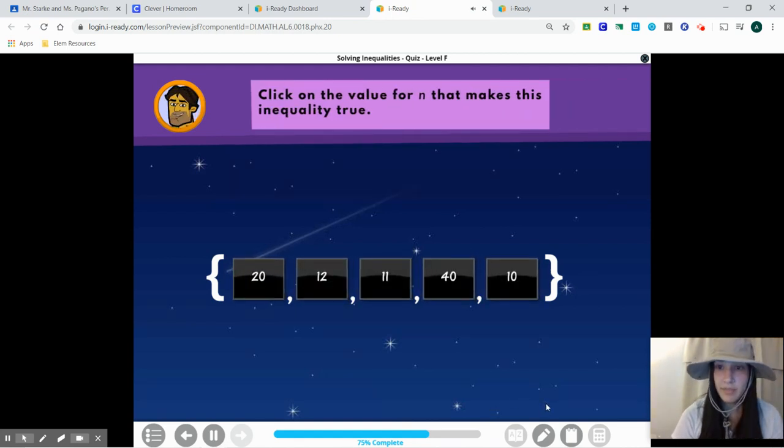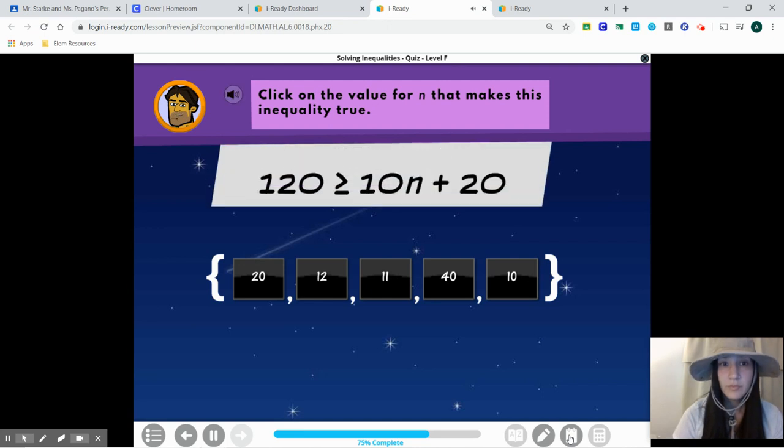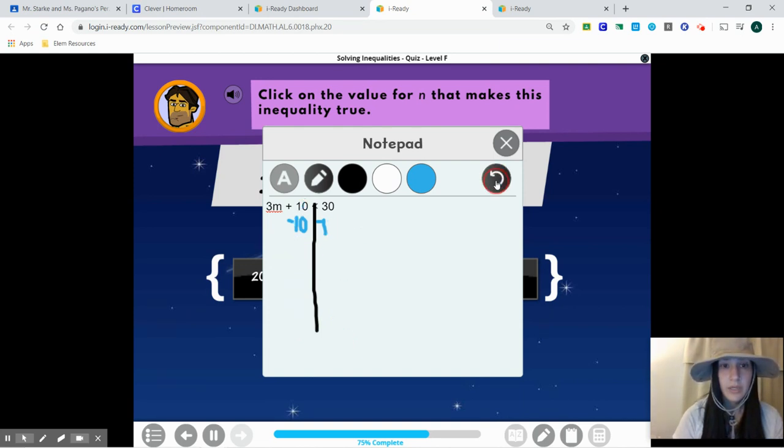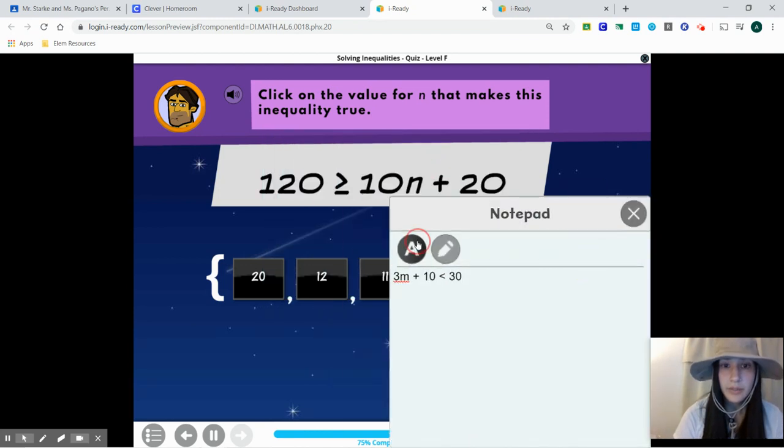Okay, click on the value for n that makes this inequality true. All right, I'm going to pull up our notepad. Let's see if we can undo all of this and type this guy out again. Okay, so here we go. We have 120 greater than or equal to 10n plus 20.